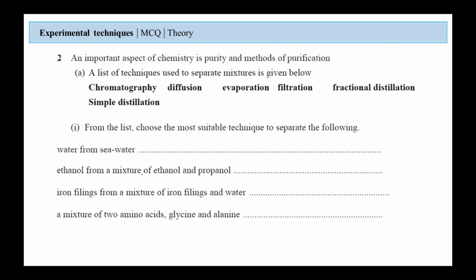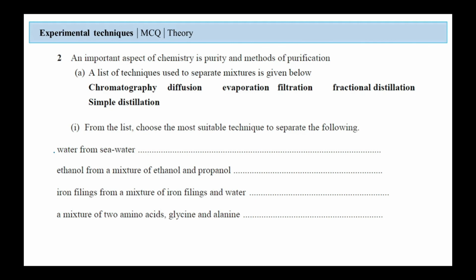So that's it. On the second question, here we have that an important aspect of chemistry is purity and methods of purification. A list of techniques used to separate mixtures is given below. We have chromatography, diffusion, evaporation, filtration, fractional distillation, and simple distillation. So the question here: from the list, choose the most suitable technique to separate the following.